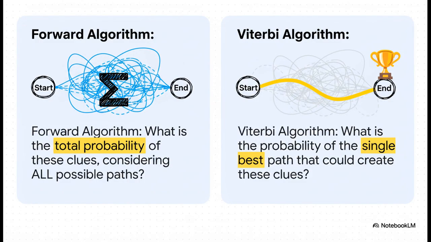Now, it's really important to get the difference here. The forward algorithm, the one for the evaluation problem, would tell us the total probability of seeing clues A, B, A by adding up the chances of every single possible path. But the Viterbi algorithm answers a much more specific question. What's the probability of just the one best path? They're two different tools for two very different detective jobs.